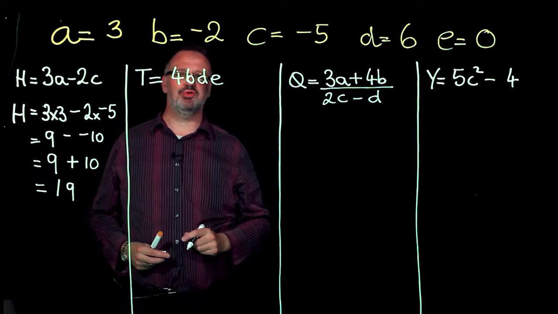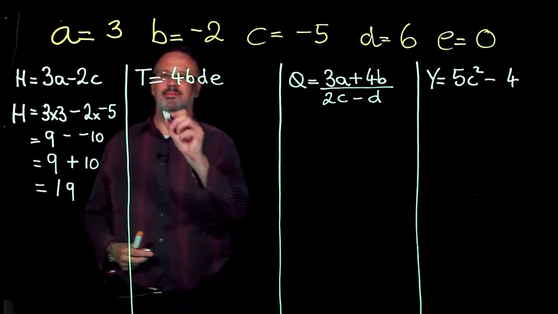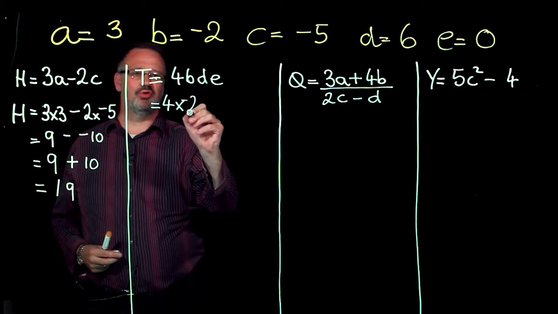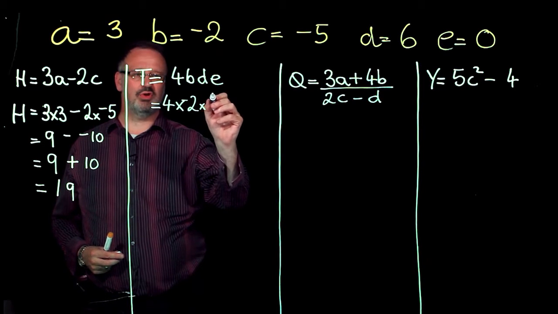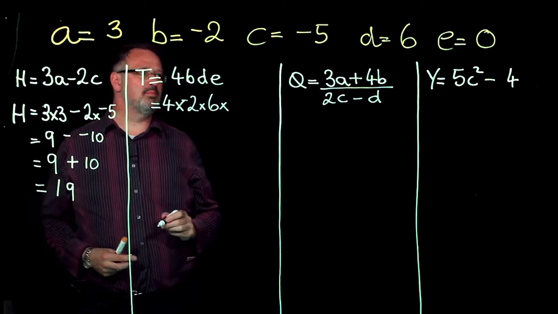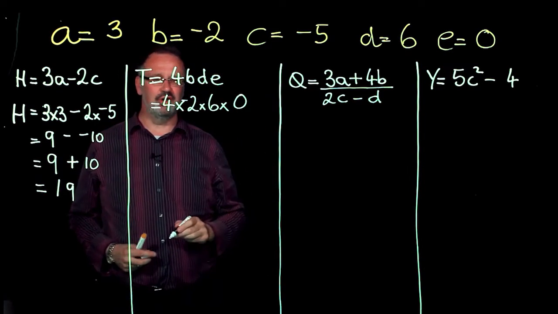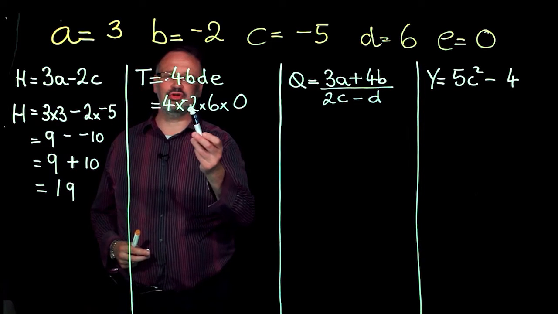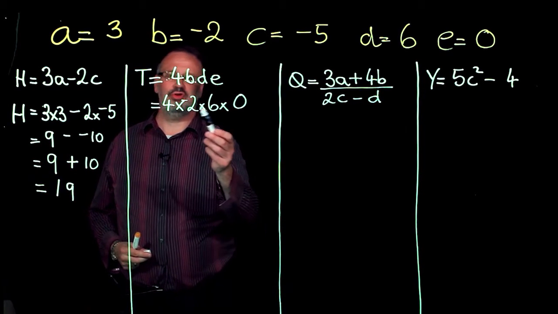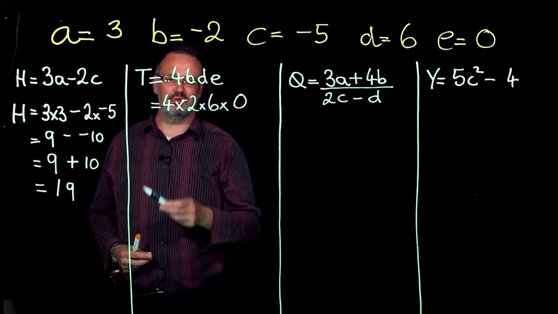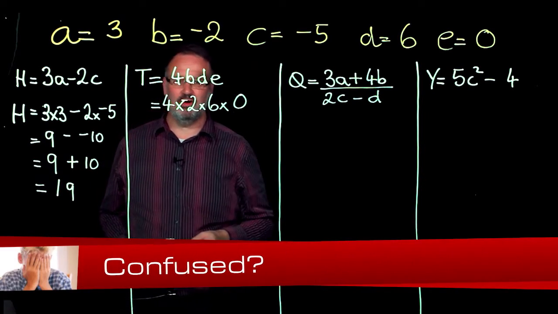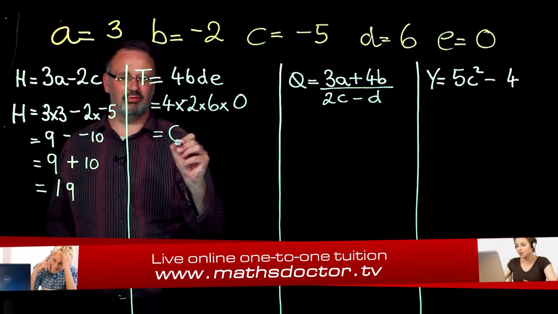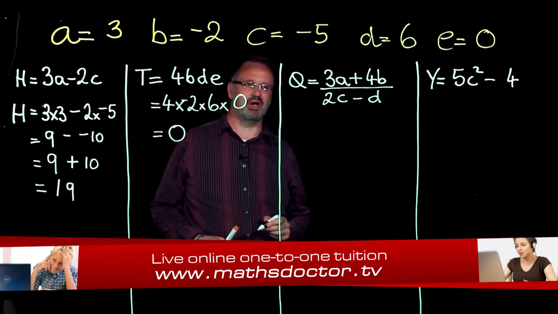The expression 4BDE is going to equal 4 times -2 times D, which is 6, times E, which is 0. Now, quite clearly, I have 4 times 2 times 6. 2 6s are 12, times 4 is 48. That will come to -48. However, right at the very end, we have times 0. And anything times 0 equals 0. So there's the solution there.